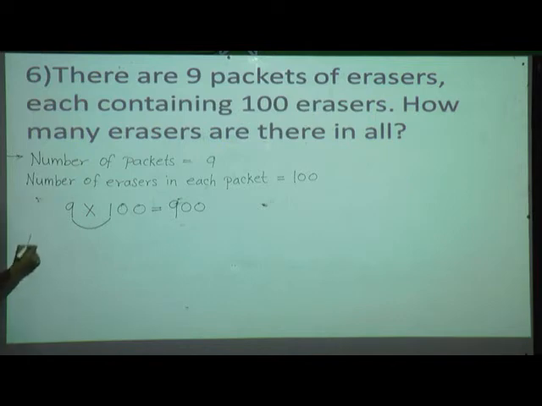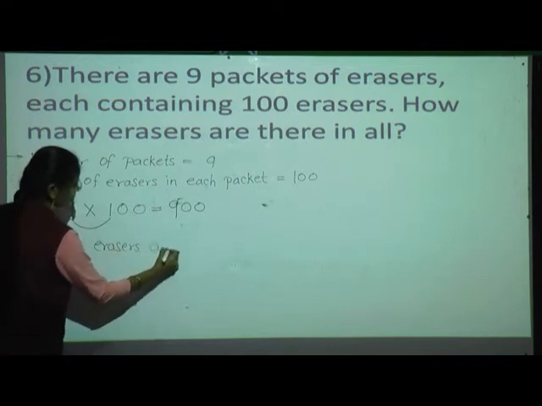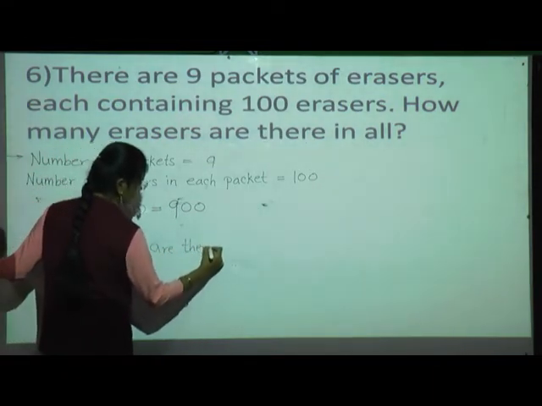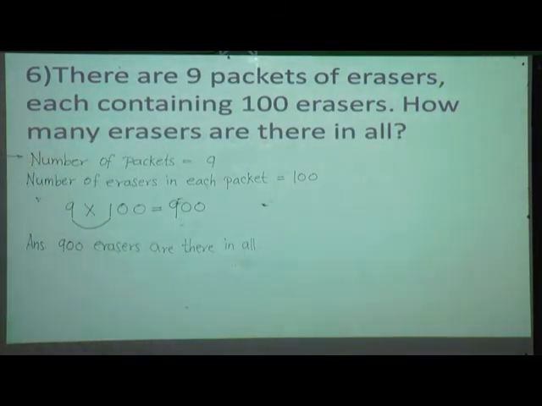So write here answer. Just remove how many and write there 900 erasers are there in all. See, in one packet there are 100 erasers and there are 9 packets. So in 9 packets there are 900 erasers in all. So in this way you can solve this example. It is very easy.